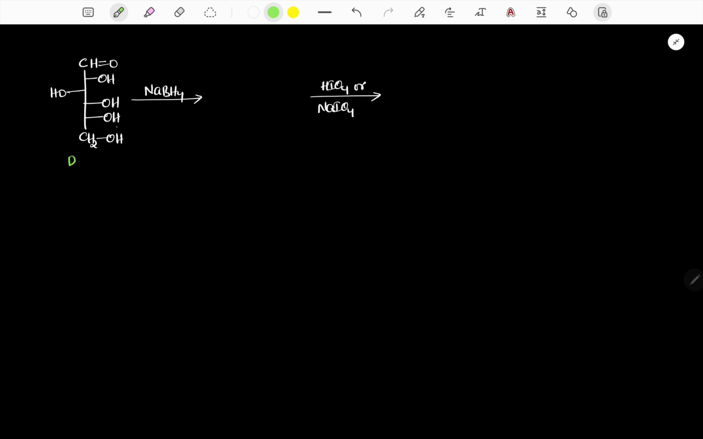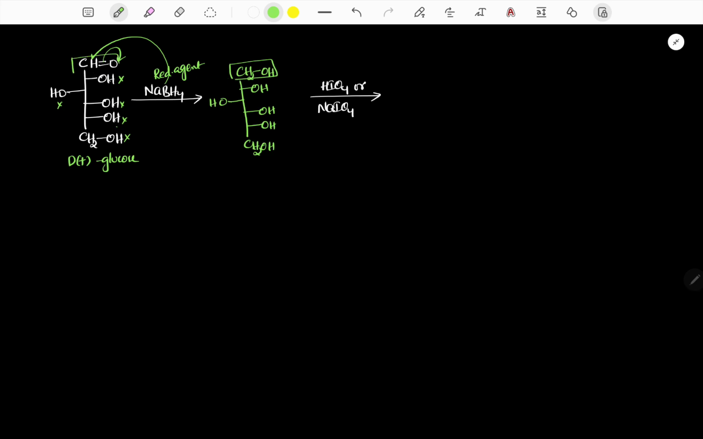The reactant is D-plus-glucose. So D-glucose is treated with NaBH4. NaBH4 is a reducing agent, and we know that alcohol cannot be reduced. Therefore, these functional groups cannot be reduced. The only reducible functional group is the aldehyde. H minus attacks, the pi bond shifts, and the corresponding CH2O minus on acidification gives CH2OH. The remaining part is unaffected. OH right side, OH right side, OH left side, OH right side. Only this part is the reduced part.